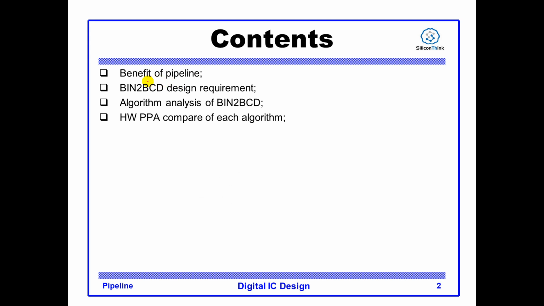First, I will talk about the benefit of pipeline. Then we will study pipeline from an example, that is the binary to BCD example. I will first introduce the design requirement, then I will analyze the algorithms we can use to solve this problem. At last, I will compare the PPA difference of each algorithm.